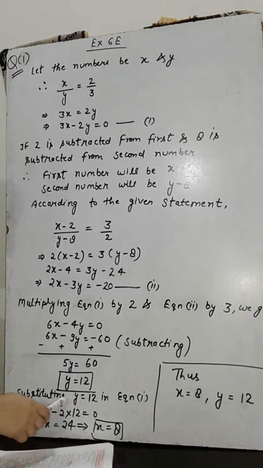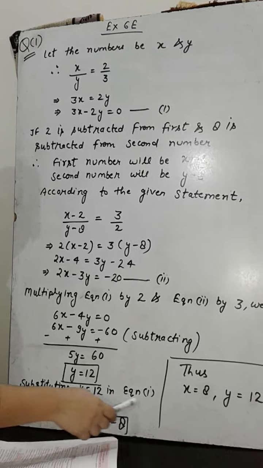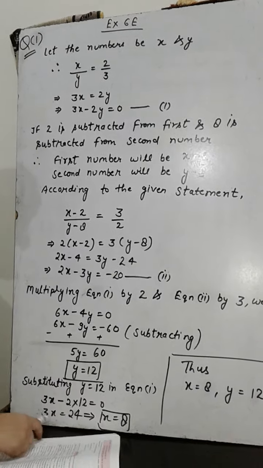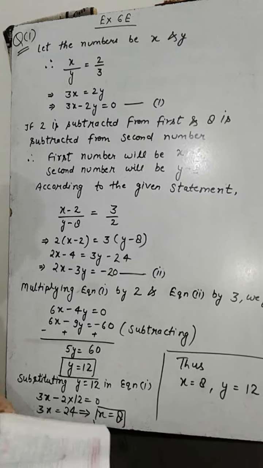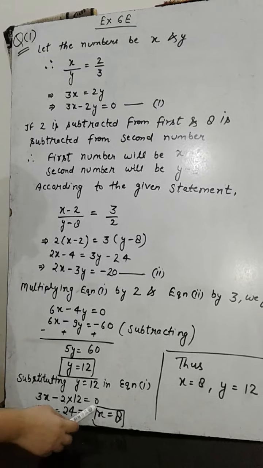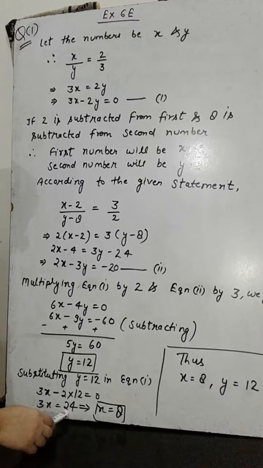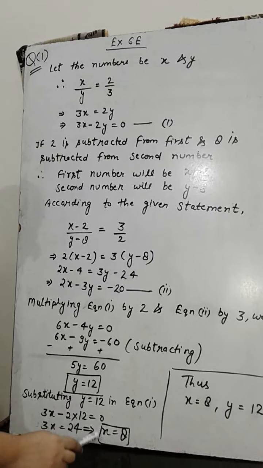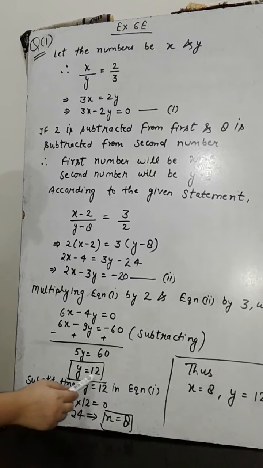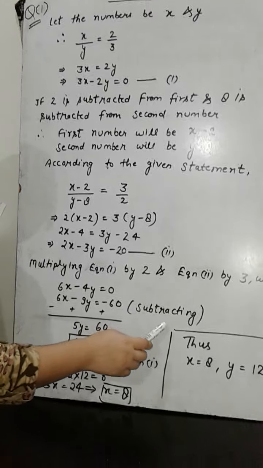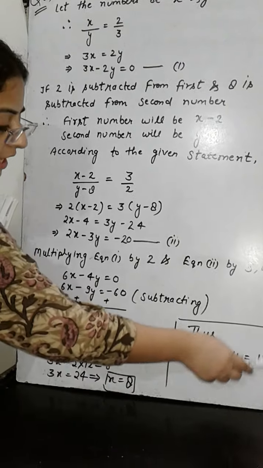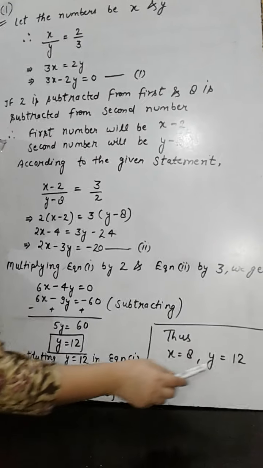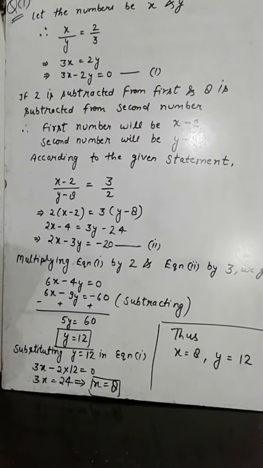Now substituting the value of y in equation number first, we got 3x minus 2 into 12 equals 0. Means 3x equals 24. It implies that x equals 8. So finally the value of x is 8 and the value of y is 12. And it was only asked in the question to find the numbers. So the numbers are 8 and 12.